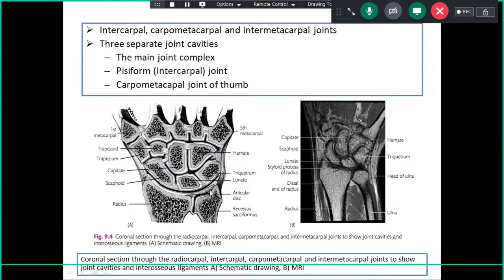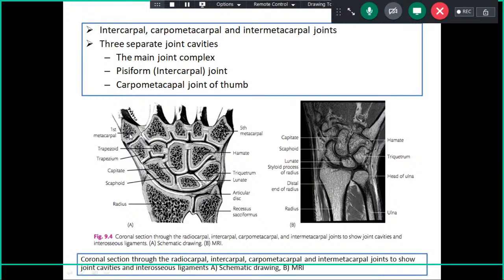I can also see the pisiform, the articulation between the pisiform and the triquetrum. The articulation between the pisiform and the triquetrum is also taken as a separate joint cavity. So in Cunningham's it is beautifully described as a main joint complex: the intercarpal joints, the midcarpal joints and the carpometacarpal joints of the first 4 digits as one main joint complex, the intercarpal joint between your pisiform and the triquetrum, and the carpometacarpal joint of the thumb.